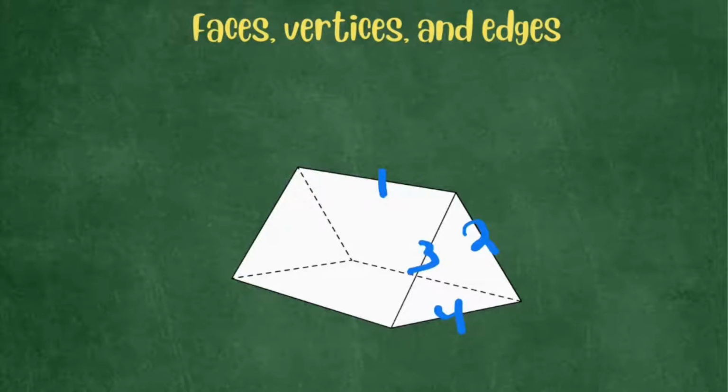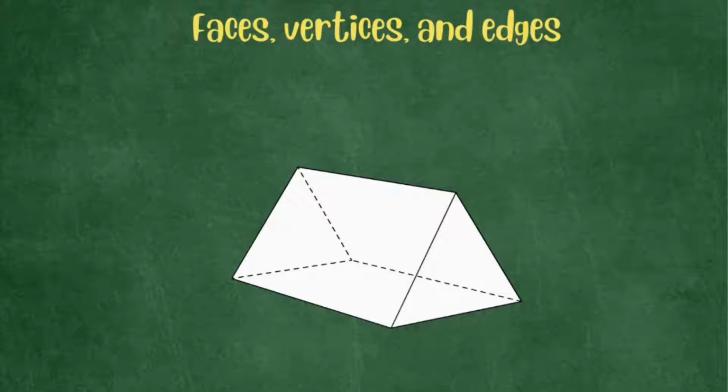Let's go to the very back, that dotted line back there. That would be 5. And then the other dotted line in the back is 6. And then over here is 7. And then the bottom back dotted line would be 8. And finally, the edge up front here on the bottom would be 9. So this triangular prism has 9 edges.